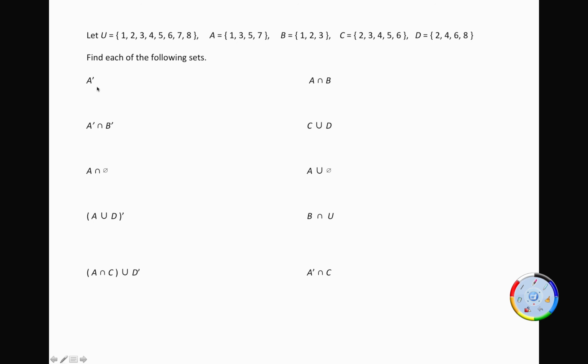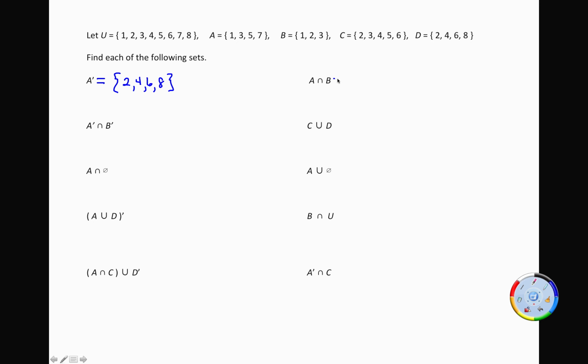So if I want not A, that means I'm going to find the elements in the universal set that are not in A. Since 1, 3, 5, and 7 are in A, the ones in the universal set that are not in A are 2, 4, 6, and 8. So not A is 2, 4, 6, and 8.